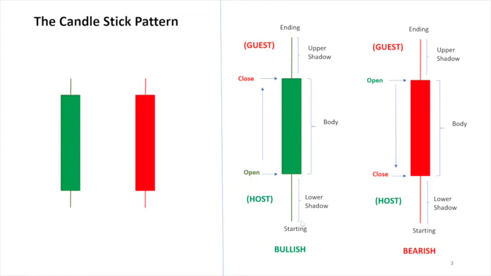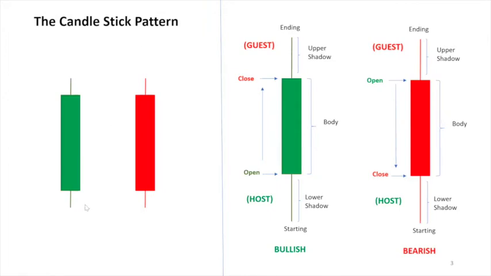So now Great Britain USD price is going up, so basically the candle will be in green color. Okay, so now Great Britain USD, the price is going down because the guest is in control, the host is retreating. That means the Great Britain USD price is going down, the candle will turn red. Okay, so this is the basic candlestick understanding.